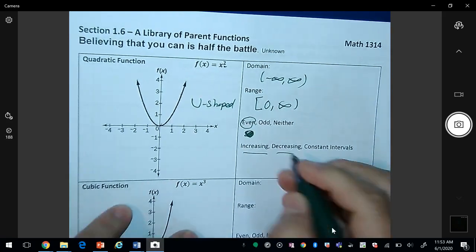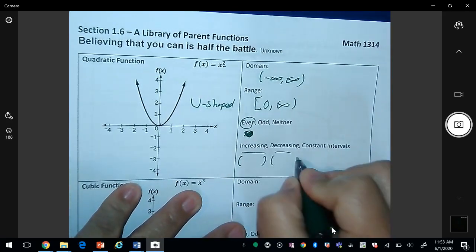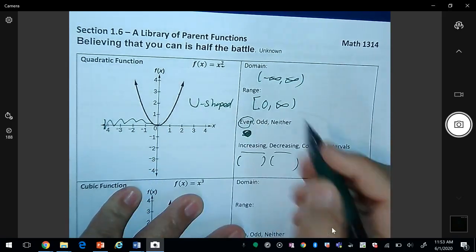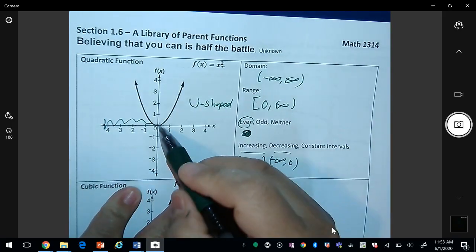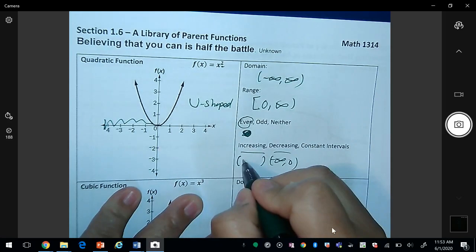And it has both increasing and decreasing. It's decreasing from negative infinity to 0. And then it's increasing from 0 to infinity.